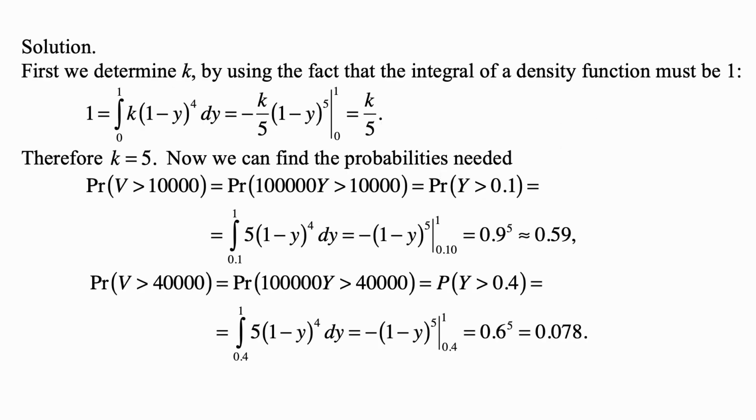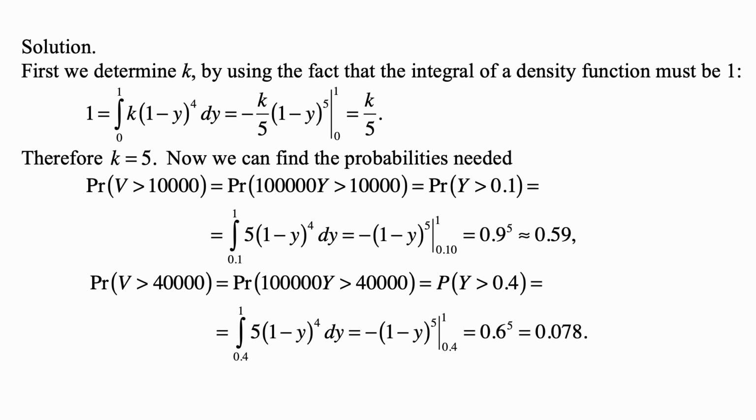And here's the solution. We don't know that parameter K, but we know that the integral of the density has to be 1, and the density is 0 outside of the interval (0, 1). So the integral from 0 to 1 of K times (1 minus Y) to the fourth dy has to be equal to 1. That integral is equal to minus K over 5 times (1 minus Y) to the fifth, evaluated from 0 to 1, which is K over 5. And that means that K must be 5.